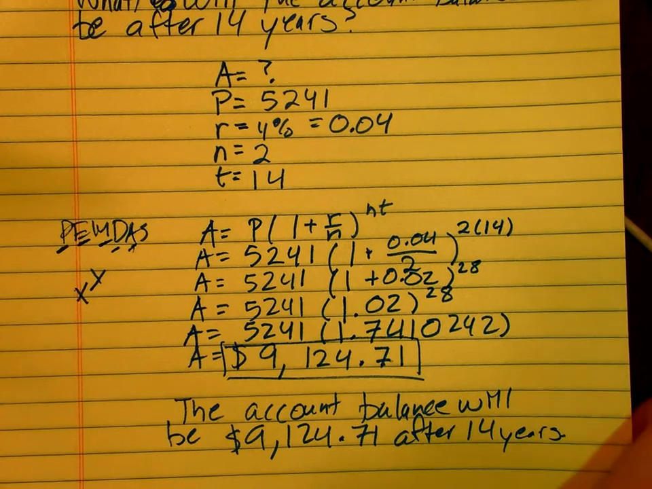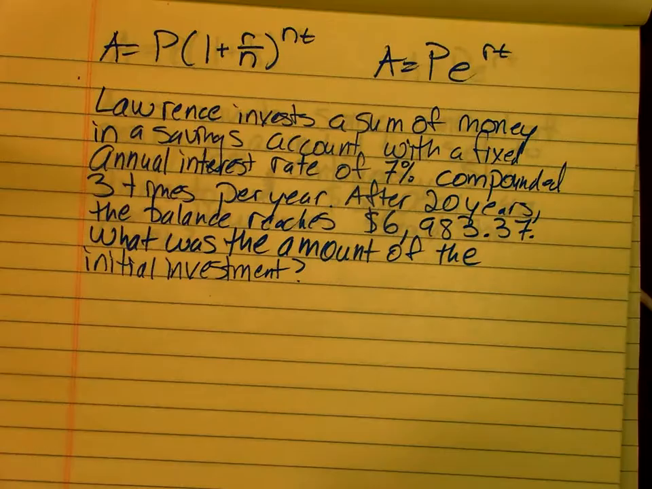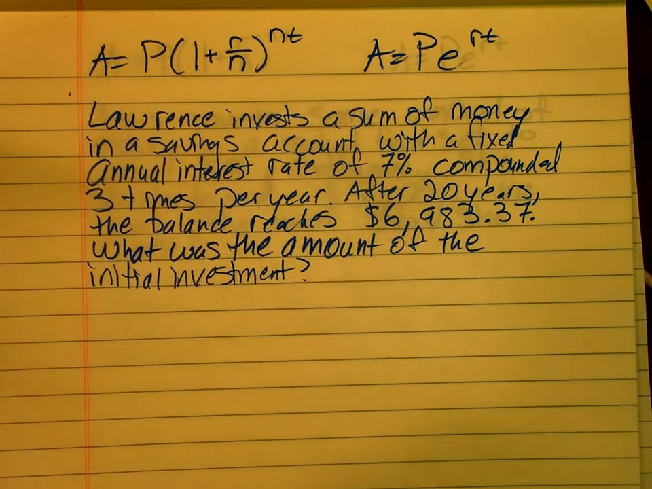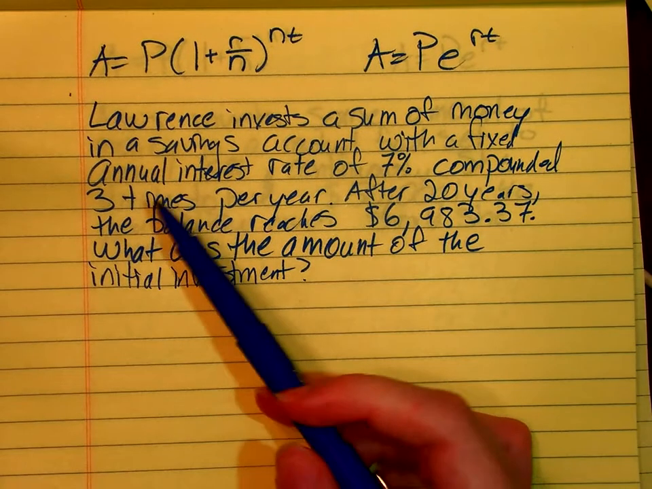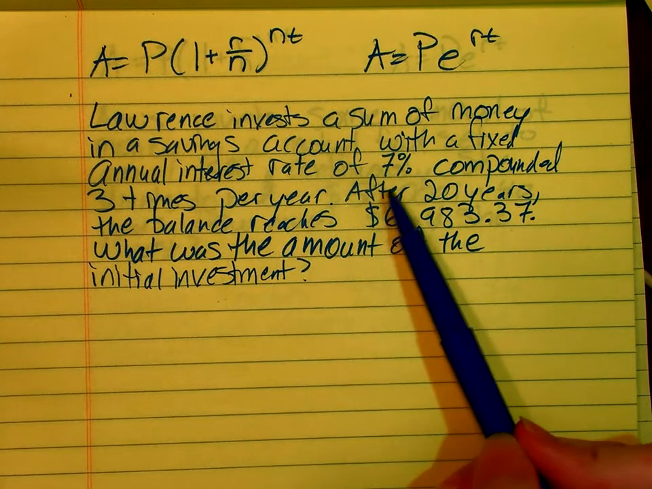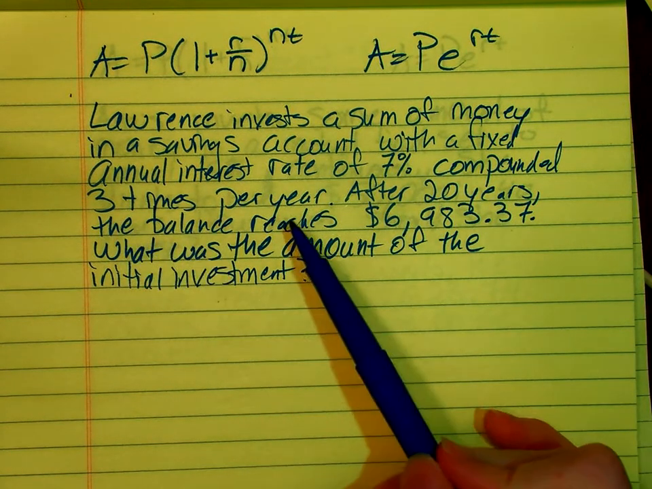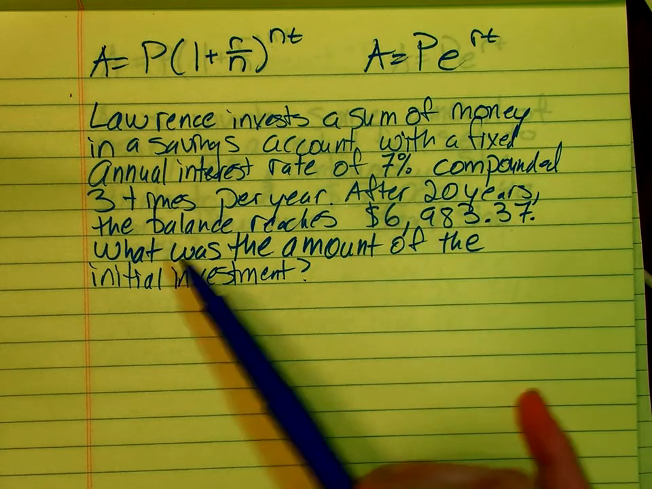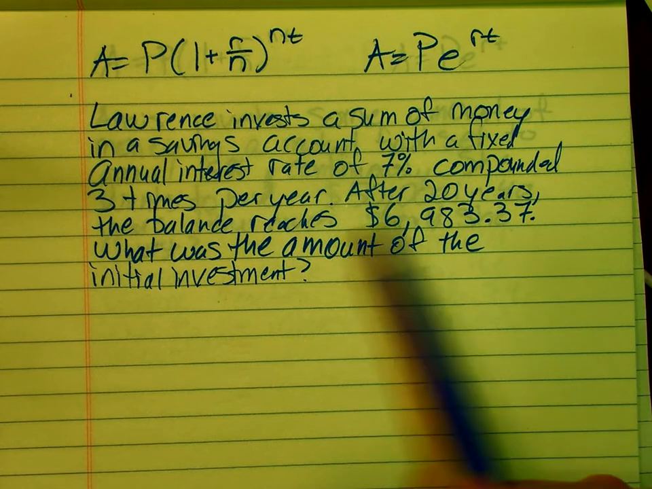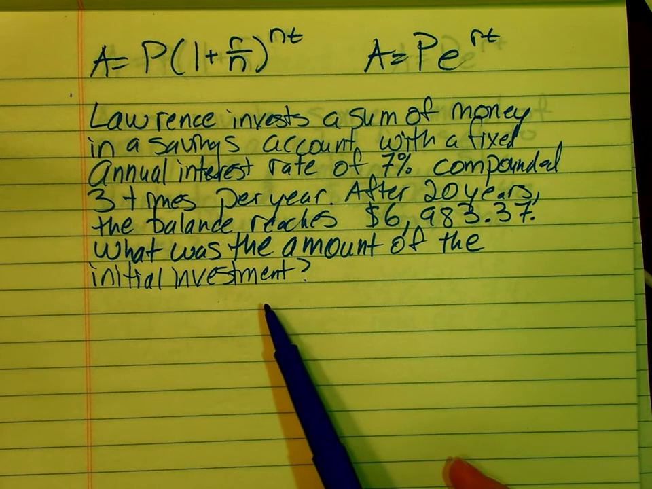Alright, welcome back. The last thing we're going to do is show that you can also problem solve sort of backwards. So let's read this problem to see what I mean about that. Lawrence invests a sum of money in a savings account with a fixed annual interest rate of 7% compounded 3 times per year. After 20 years, the balance reaches $6,983.37. What was the amount of the initial investment?